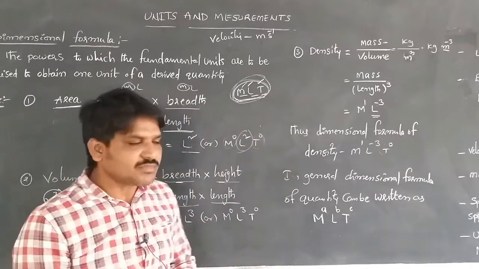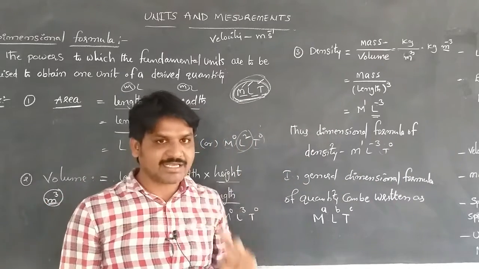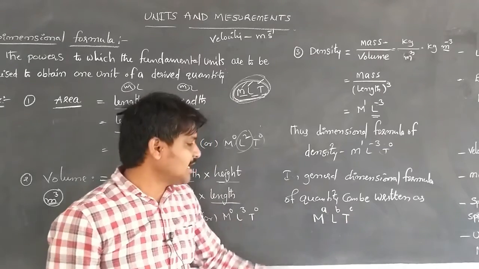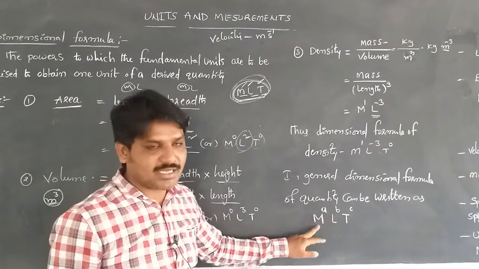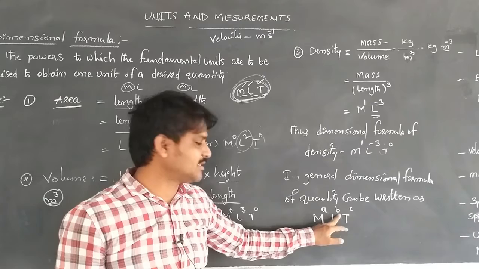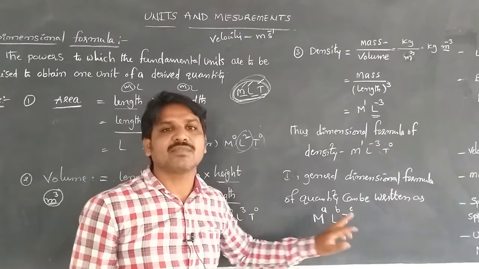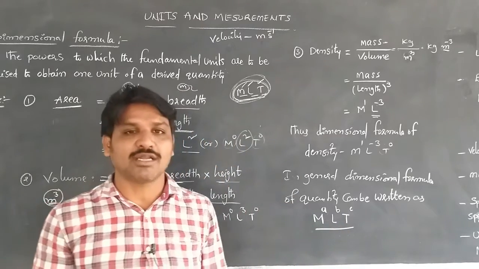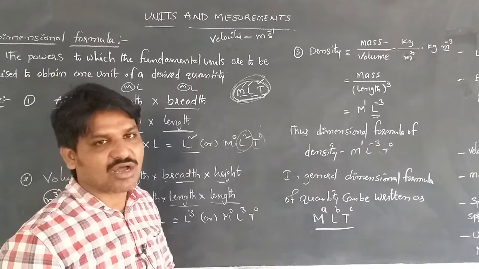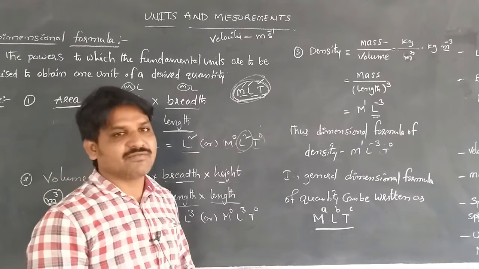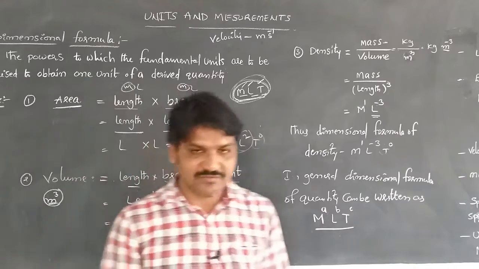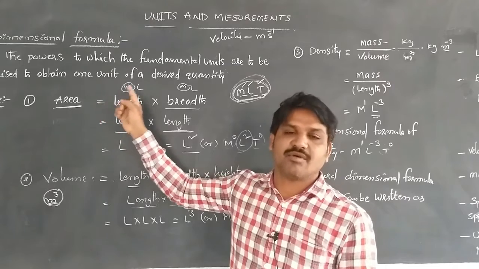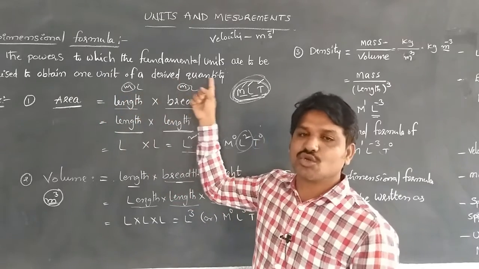Generally, if we express the dimensional formula for a physical quantity as M power a, L power b, and T power c, like that, here a is the dimension for the mass, b is the dimension for the length, and c is the dimension for the time. So in terms of mass, length, time, if we express any quantity, then that will be the dimensional formula of that physical quantity.